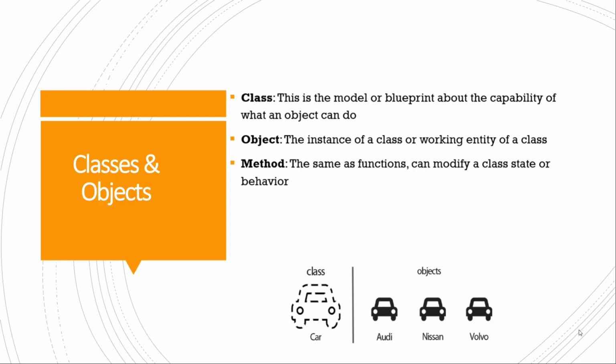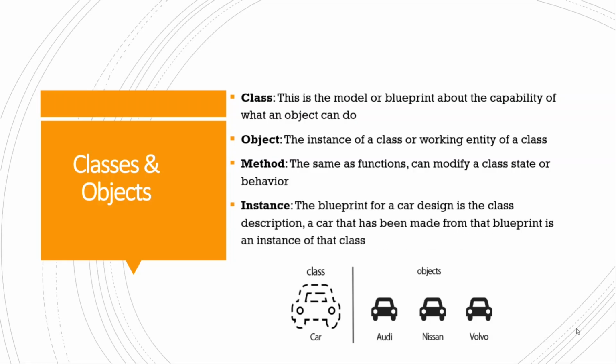And if we look at the diagram below, we see the blueprint for a car design, which is the class, and the class will also have the description. A car that has been made from that blueprint is known as an instance of that class. So we can see we have our class, which is car, and then we have instances or objects of different types of cars.